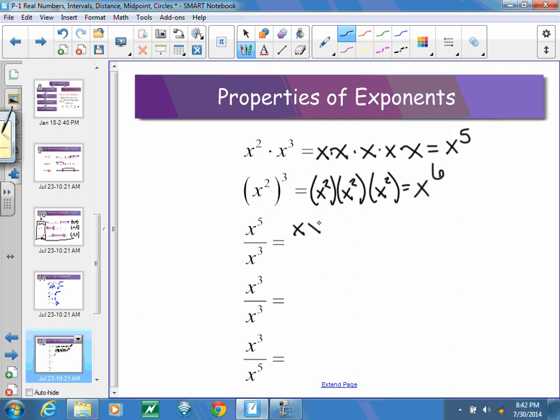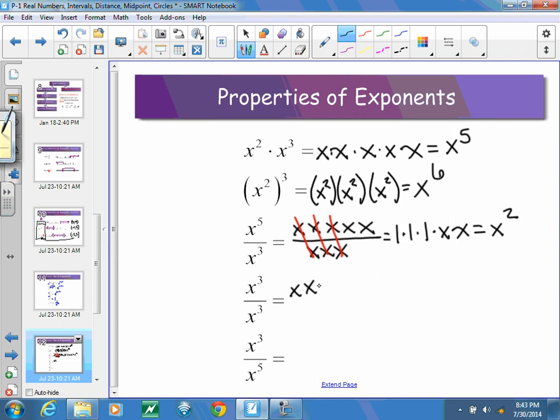x to the fifth divided by x cubed. I have 5 x's in my numerator, 3 x's in my denominator. And one thing that happens when you are dividing something, it cancels and goes to 1. Anything divided by itself is 1. And so here, we're going to end up with 1 times 1 times 1 times x times x. Well, 1 times 1 times 1 is 1. 1 times x is x. X times x gives you x squared. 5 minus 3 gives me that same 2.